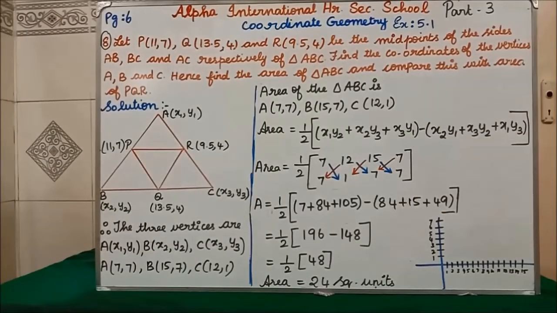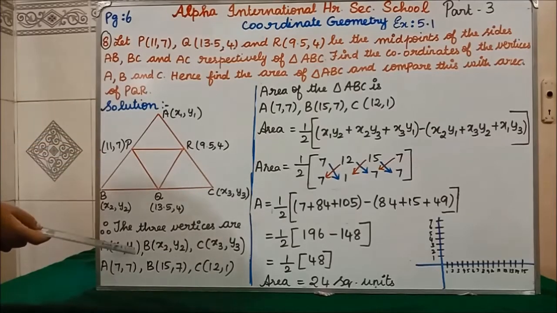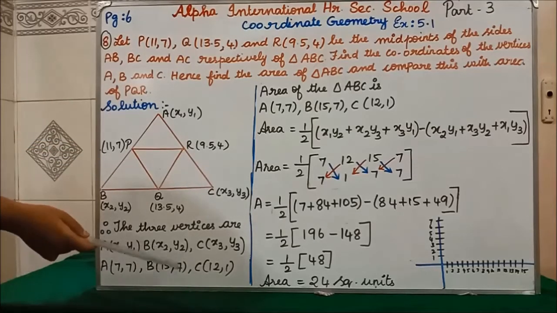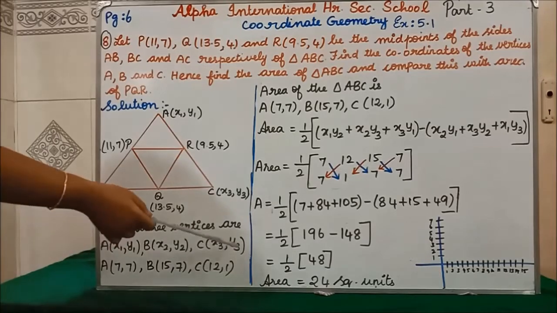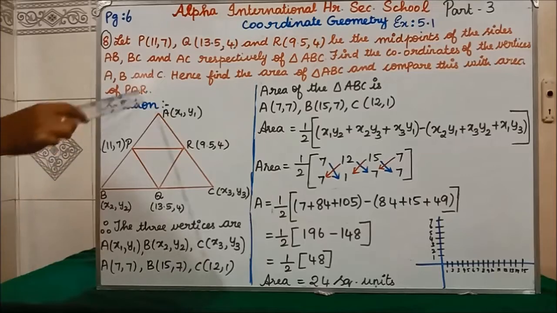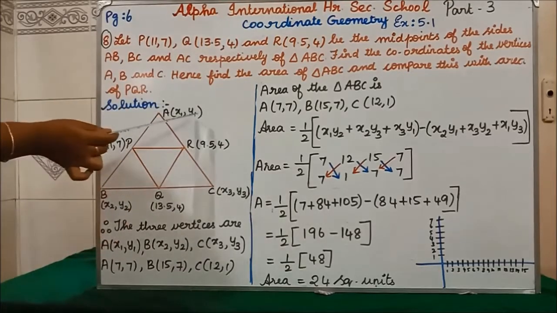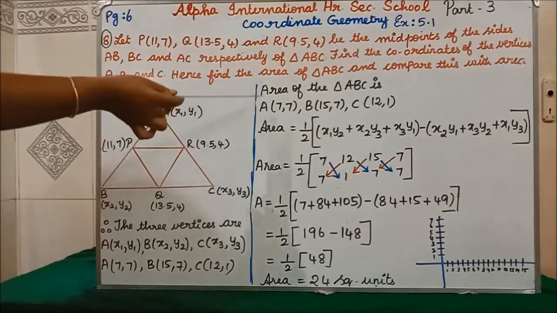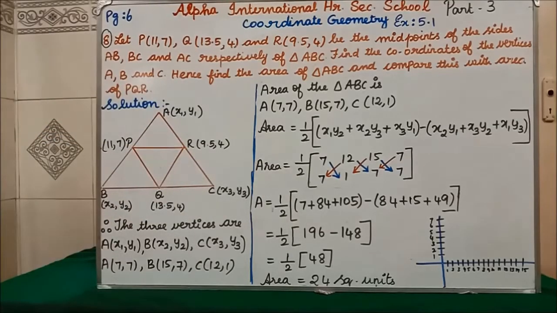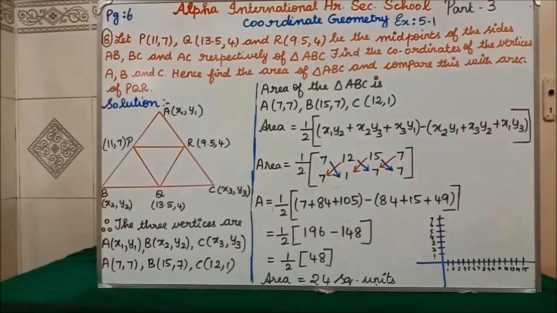Now we are on page number 6. We have found the 3 vertices of triangle ABC, isn't it? x1 is 7, y1 is 7, x2 is 15, y2 is 7, x3 is 12, y3 is 1, we have got. Now we are going to find the area of the full triangle ABC. Okay, now we know all the x1, y1, x2, y2, x3, y3. Now we can find it easily, the same model as we did in exercise 5.1 first question.